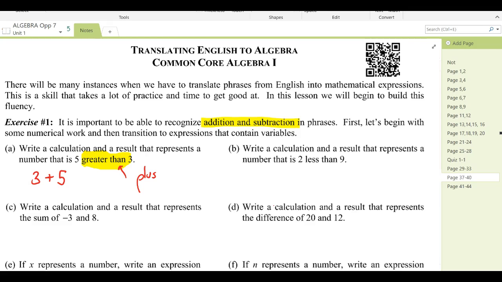Letter B, write a calculation that results in a number that is 2 less than 9. Less than, what do you think less than means? Minus. Now, minus makes a difference. Remember we talked about commutative property and changing order? So is it 2 minus 9 or 9 minus 2? 9 minus 2. 2 less than 9. So I end up with 9 minus 2.